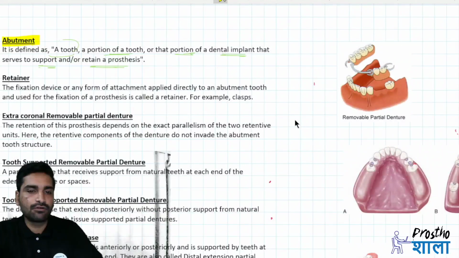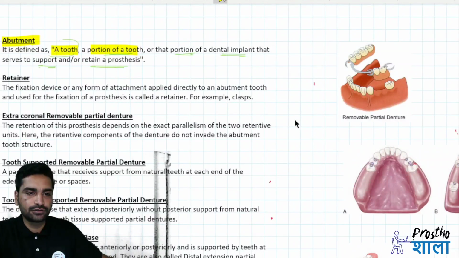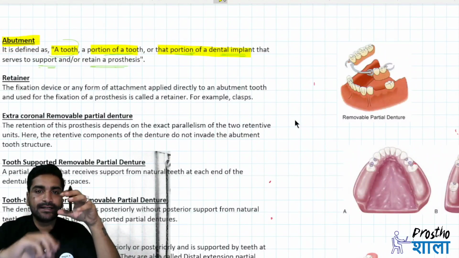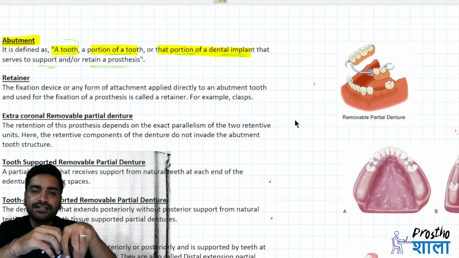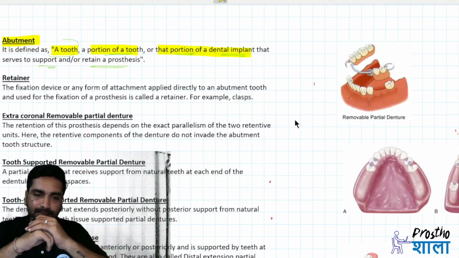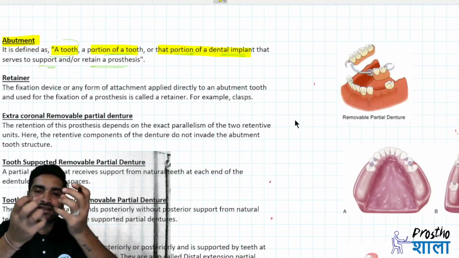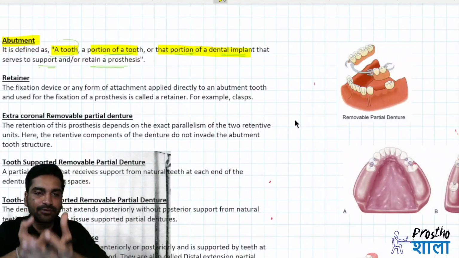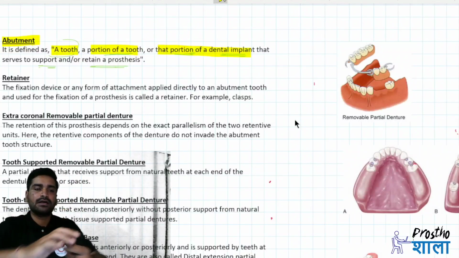So how do you define an abutment? Abutment is a tooth or any portion of a tooth or that portion of a dental implant also. So it can be a whole tooth, it can be some portion of the tooth, or if you are placing an implant, that portion of a dental implant which is going to serve as a part of support, or it will retain the prosthesis. That means it will keep the prosthesis in its place and also provide an adequate amount of support.